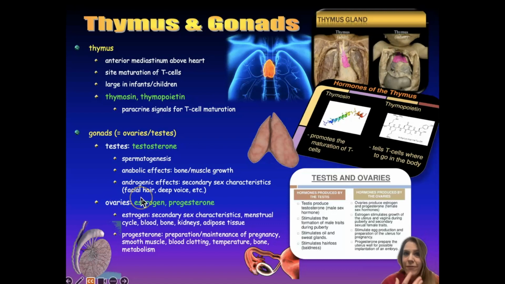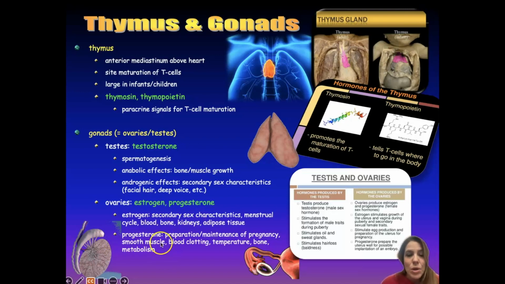So these would be things like facial hair, deep voice, all these things you associate with males that produce testosterone. Ovaries are going to produce chemically similar hormones. They're both derived from cholesterol. Ovaries are going to produce estrogen and progesterone. So estrogen is what gives females their secondary sex characteristics, things like the smaller bones, breasts. It's going to affect menstrual cycles and blood, bone, kidney, adipose development.